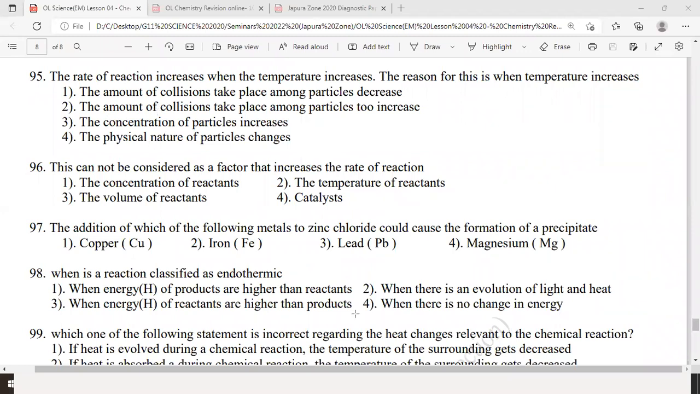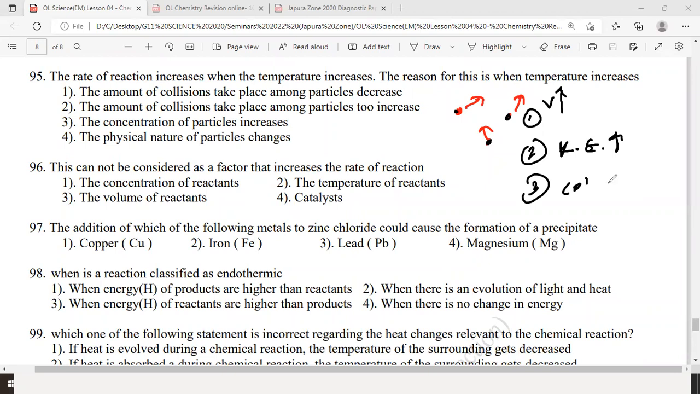When the temperature increases, what happens? Molecules move fast and their velocity increases. Then they collide, or contact each other, more frequently. When the velocity increases, what happens? Kinetic energy increases. When the kinetic energy increases, they collide frequently. Collisions increase.